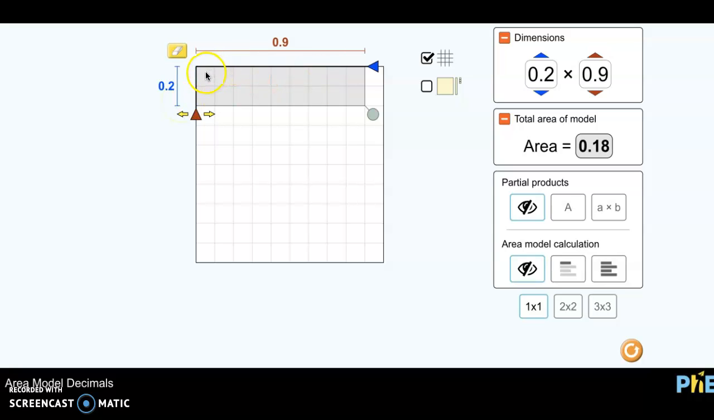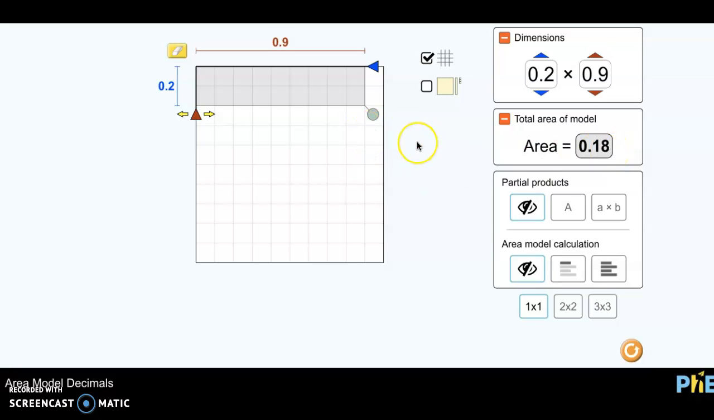We have 9/10 of our columns filled in, and we have 2/10 of our rows filled in. You'll notice if I were to count through this, I would still have 18 blocks out of the 100 blocks total. So that would give me 18/100ths that are filled in.